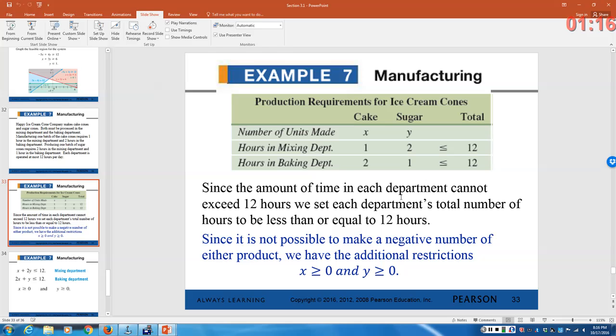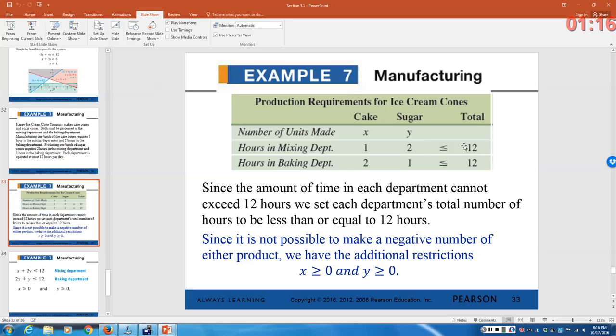Since the amount of time in each department can't exceed 12 hours, we'll set each department's total number of hours to be less than or equal to 12. It is not listed on this table, but this is a common sense requirement. It's not possible to make a negative number of either product. So X can't be anything but 0 or positive, and Y has to be 0 or positive.